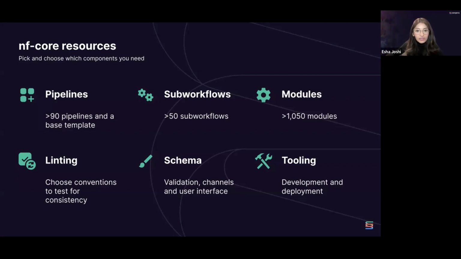In addition to that, we also have linting tools that make sure that as you're developing your pipeline, you're using best conventions and best practices. And things like schema that allow for validation to make sure that your pipeline parameters are valid, and provide a user interface for creating a schema. And then lastly, just tooling in general that you can use on the CLI to develop your pipelines, use a template for it, and then also better deploy your pipelines too.